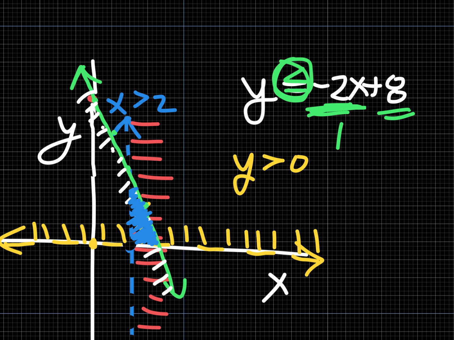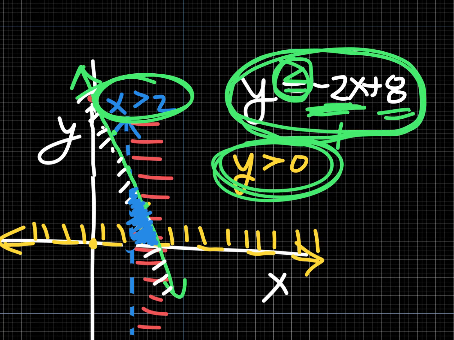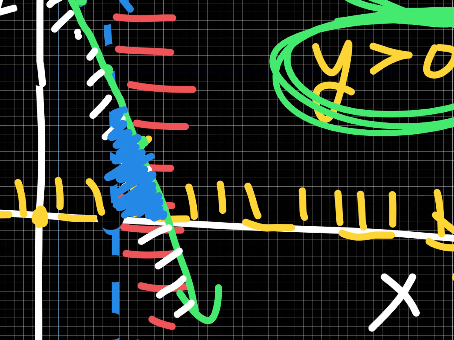I had three equations. I had x is bigger than 2, I had y is bigger than 0, and I had y is less than or equal to negative 2x plus 8. Those are my three equations. Any point in the little blue shaded region called the feasible region will work in all three equations. So if I picked a point that just happened to be right there, on the edge and inside that triangle, then that point will work in all three equations.